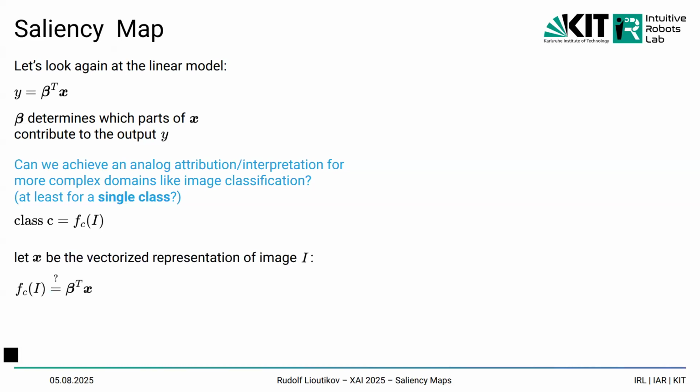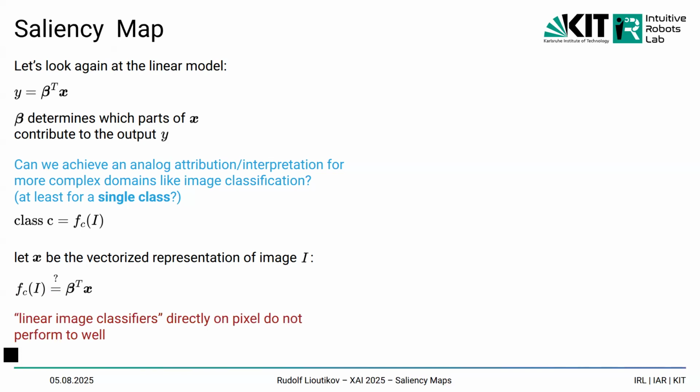I represents the image, but we can rewrite this slightly and say, if X represents a vectorized representation of this image, then the question becomes, can we approximate FC of I as beta transpose X, so as a linear predictor over the vectorized image? Is that clear so far? If we are able to do so, then beta, same as in a linear model, gives us our attribution to the output. That tells us that each of those X contributes beta much to the output. That's the idea here.